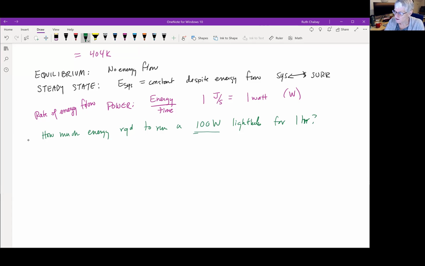Well, this 100 watts tells us the rate of energy use of the light bulb. So energy is going to be equal to 100 joules per second times the number of seconds. So we have 60 seconds per minute and 60 minutes per hour. And so we get 3.6 times 10 to the 5th joules are required.